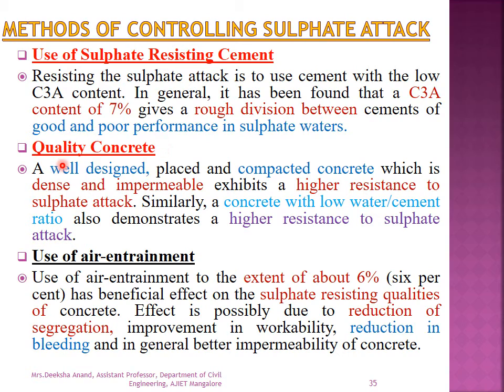Next is quality of the concrete. A well designed, placed and compacted concrete which is dense and impermeable exhibits a higher resistance to sulphate attack. Similarly, a concrete with low water cement ratio also demonstrates a higher resistance to sulphate attack. Next is use of air entrainment admixture. An amount of about 6% has a beneficial effect on the sulphate resisting qualities of the concrete.